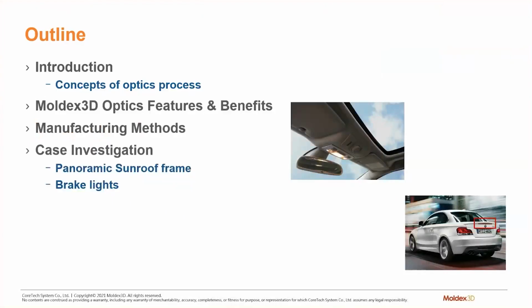So let's begin. For this session, we'll be seeing the small concepts of the optics process, also followed with the optics features and benefits, the methods which can be used to manufacture the automotive parts, and also we will have two case studies. In the first one will be the panoramic sunroof frame, which you can see in this picture, and another one will be the brake lights, the third brake lights which we usually use in our cars.